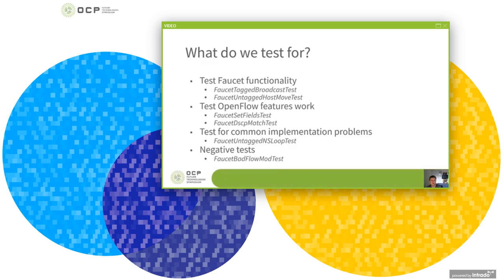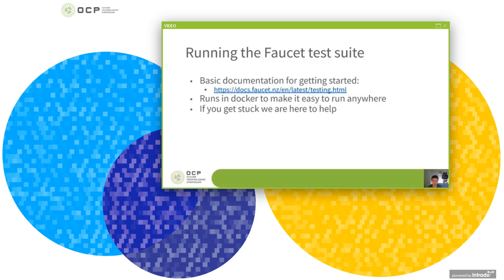We also track common problems or strange problems we encounter in different devices. When we see those, we add a test so that we can make sure that problem never happens again. I think definitely the strangest test we've added is this untagged NS loop test. It's based around a device we had that, when you gave it an IPv6 neighbor solicitation packet, would cause it to loop around the network a little bit and cause a packet storm. So now we've got a test to make sure no one else makes that same mistake. And then we also have negative tests that we expect to fail, like producing a bad OpenFlow flow message and making sure the switch produces an error.